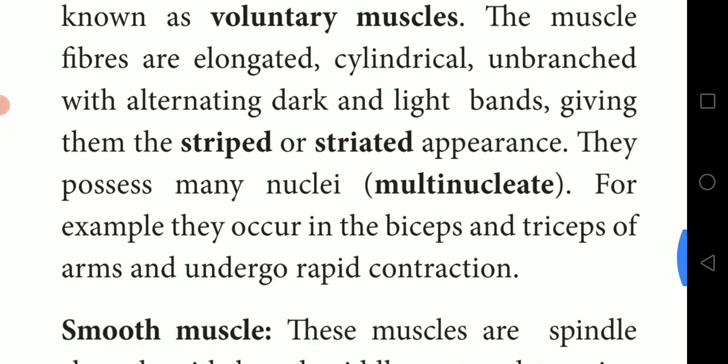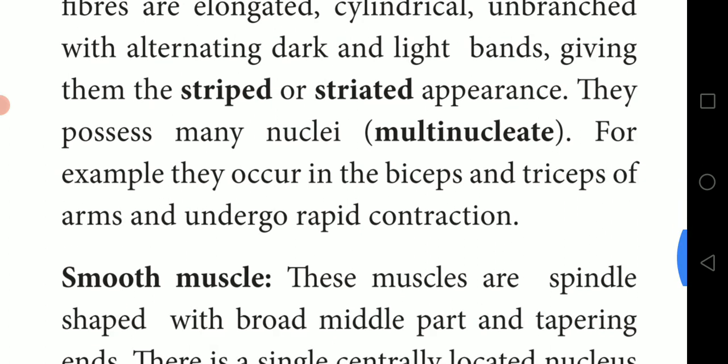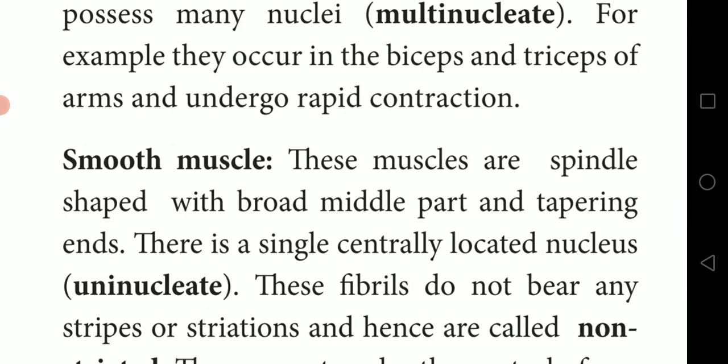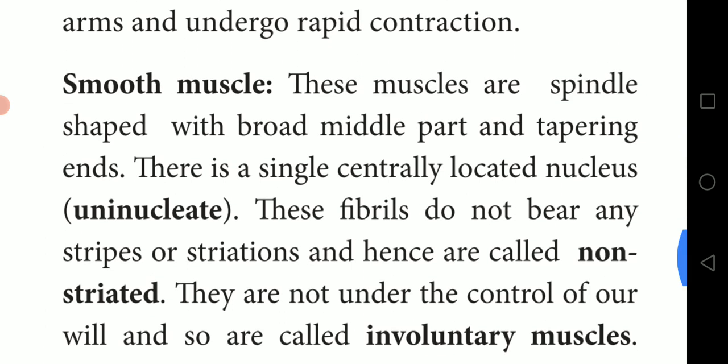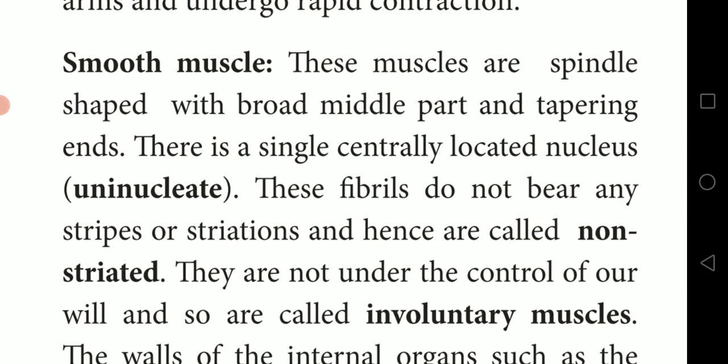For example, they occur in the biceps and triceps of the arms and undergo rapid contractions. You know what biceps and triceps are? In that area, you can find rapid contractions. What do you mean by rapid contractions? More contractions.